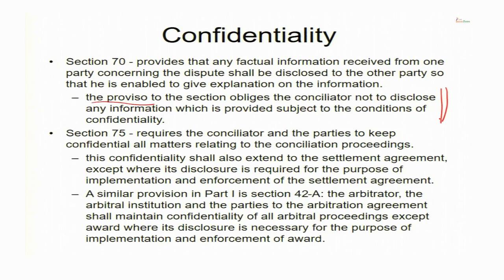Section 75 requires the conciliator and the parties to keep confidential all matters relating to the conciliation proceeding. So parties and the conciliator are obliged to keep all the matters relating to the proceeding confidential. This confidentiality shall extend to the settlement agreement also. Settlement agreement is the end product of the conciliation process. This confidentiality extending to the settlement agreement means what? Even the settlement agreement is considered a confidential document, unless its disclosure is required for enforcement.